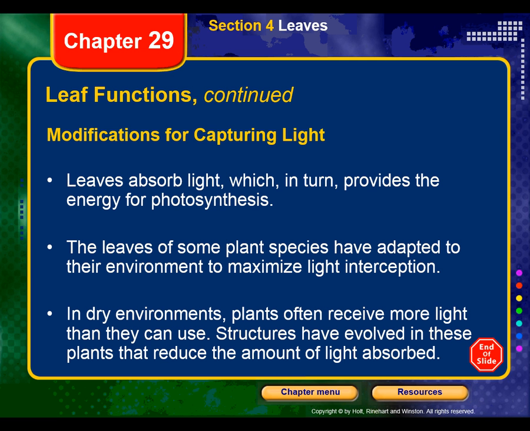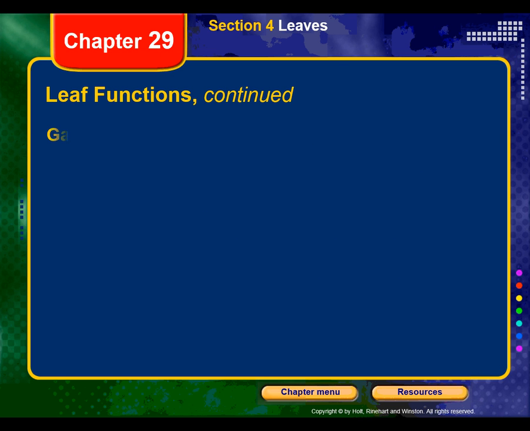So in dry environments, plants often receive more light than they can use, so we're talking about desert plants. Structures have evolved in these plants that reduce the amount of light that's absorbed, so they often have little hairs on their plant. And of course, you read this in the reading for today.